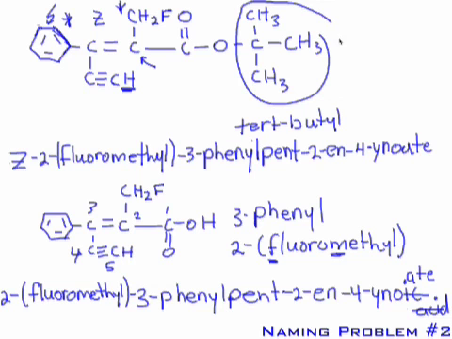Now, if the double bond had been on this group, if there had been a double bond with geometric isomerism on the alkyl group, then the Z would have come in front of the alkyl name. All right? So there you have it. Tert-butyl space Z-2-fluoromethyl-3-phenylpent-2-ene-4-yne-oate. All right. Let's go on to the next problem.